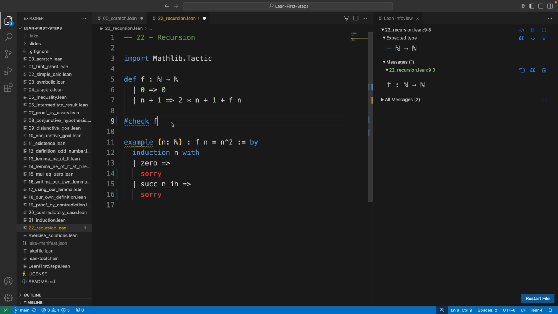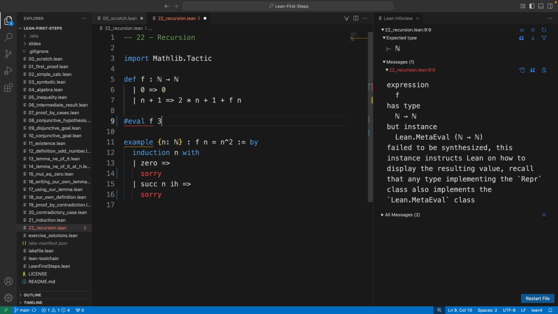If I say #check f 2, what do we think it's going to produce? So f2 is 4, which is an integer. Let's try it. Yeah, f2 is an integer. Is a natural number, sorry. Yep. So that's useful. So #eval f 3.